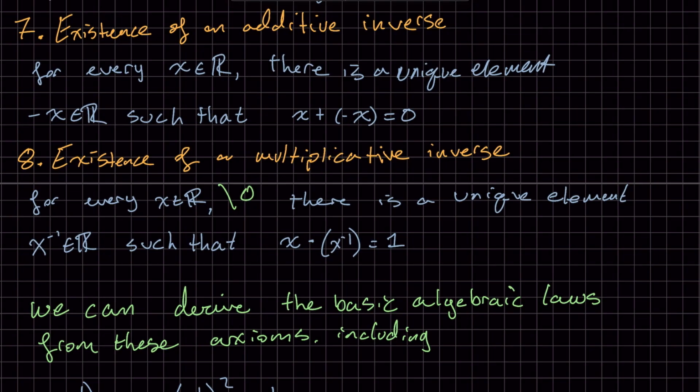8. Existence of a multiplicative inverse. For every x in R that is not 0, there's a unique element x inverse in R, such that x times x inverse equals 1. And usually this can also be written as 1 over x, right? x times 1 over x equals 1. And this is just the multiplicative inverse.